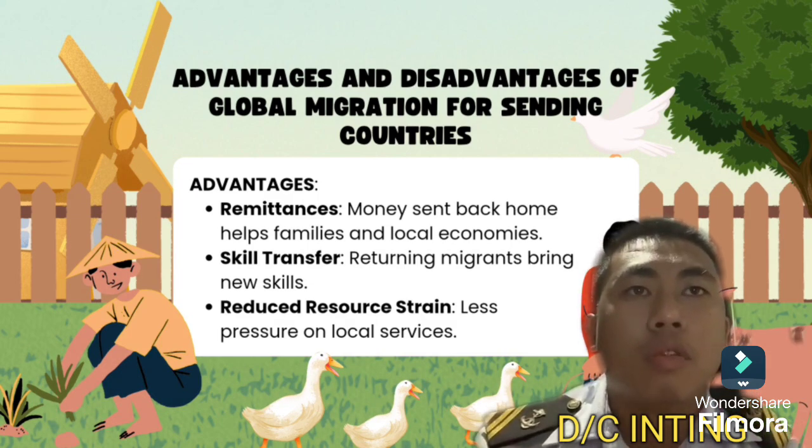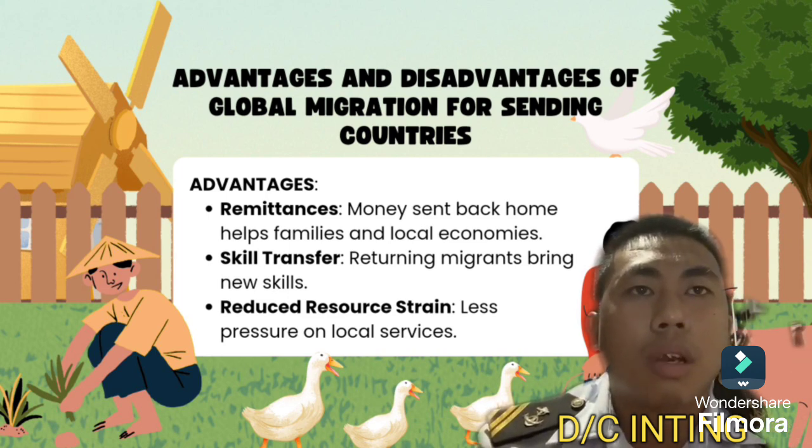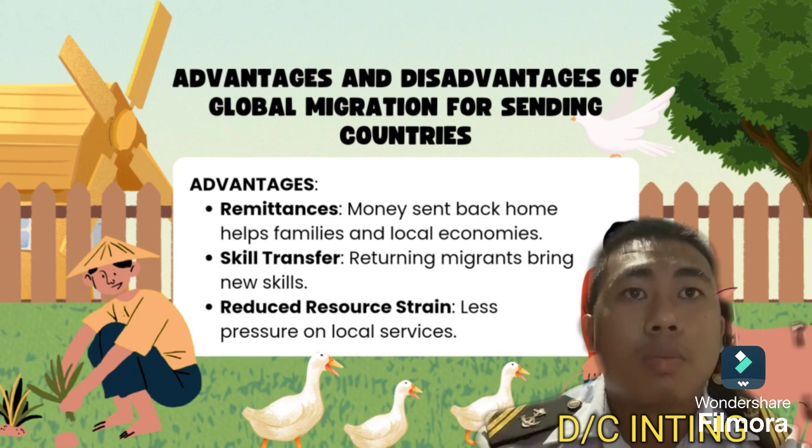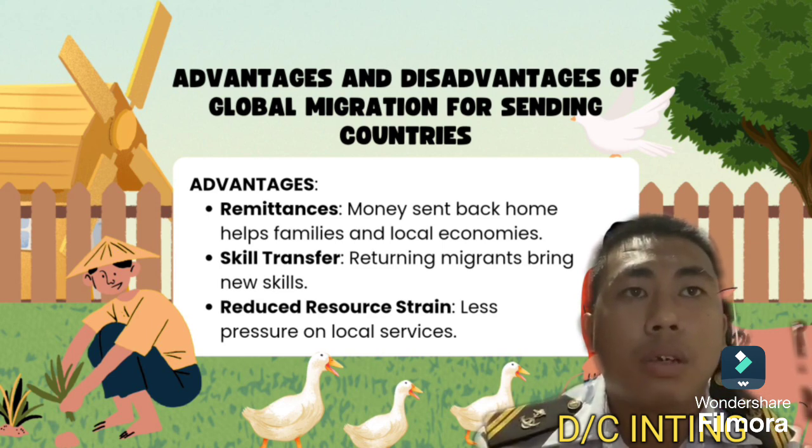Advantages and disadvantages of global migration for sending countries. So these are the advantages. Number one is remittance. Migrants send money back home, which helps improve the economy of their home country. Number two is skill development. Migrants often return with new skills and knowledge which can benefit their communities. Number three is reduced pressure on resources. Emigration can ease pressure on housing, jobs, and education in overpopulated areas.